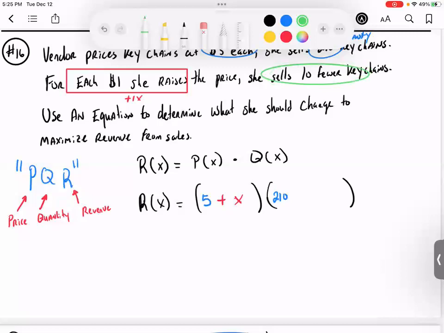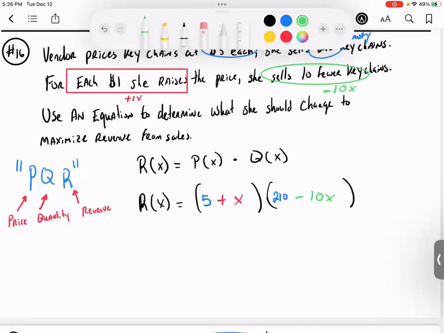Okay. Now, because she raises the price by every dollar, she then sells 10 fewer keychains. So the quantity depends on the price, right? If the price is increasing, then you're going to sell less quantity. So how can I write the 10 fewer mathematically? Minus 10 what though? Minus 10x. Very good. Because every time that she raises the price by a dollar, you get 10 fewer keychains. So you say minus 10x.